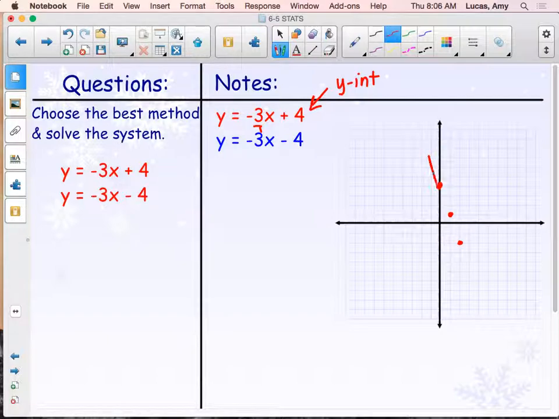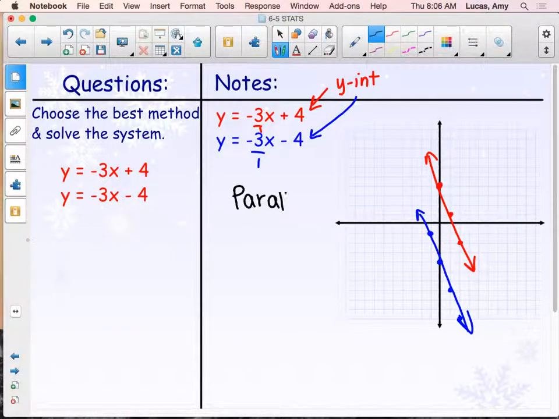And then I can draw my line. My blue line starts at the y-intercept negative 4. So down here, and its slope is also down 3 over 1. Draw my line. The solution to this system, well, these lines are parallel. They have the same slope, so they're parallel, which means there's no solution. If your lines do not intersect, they have no solution.